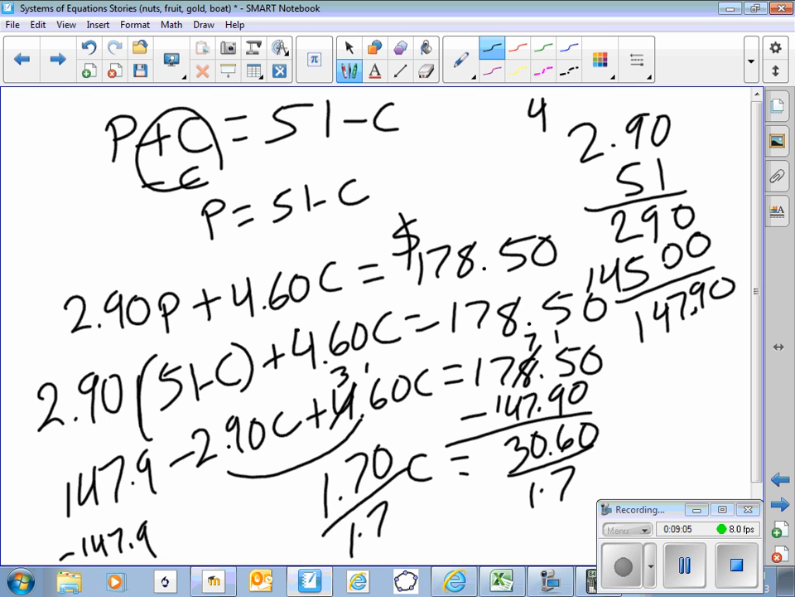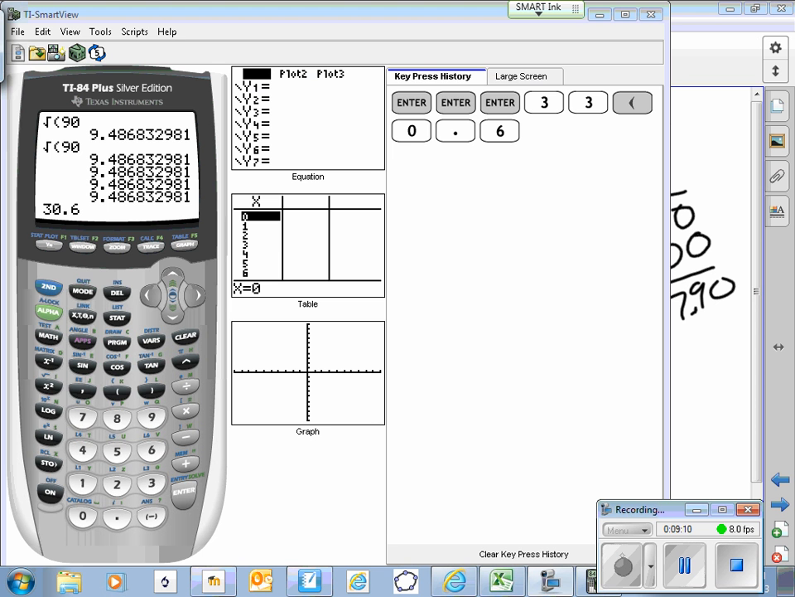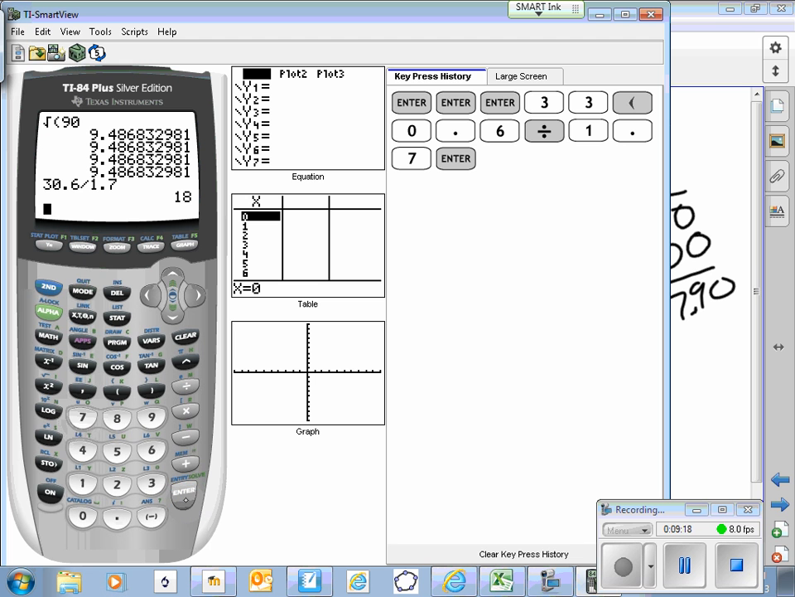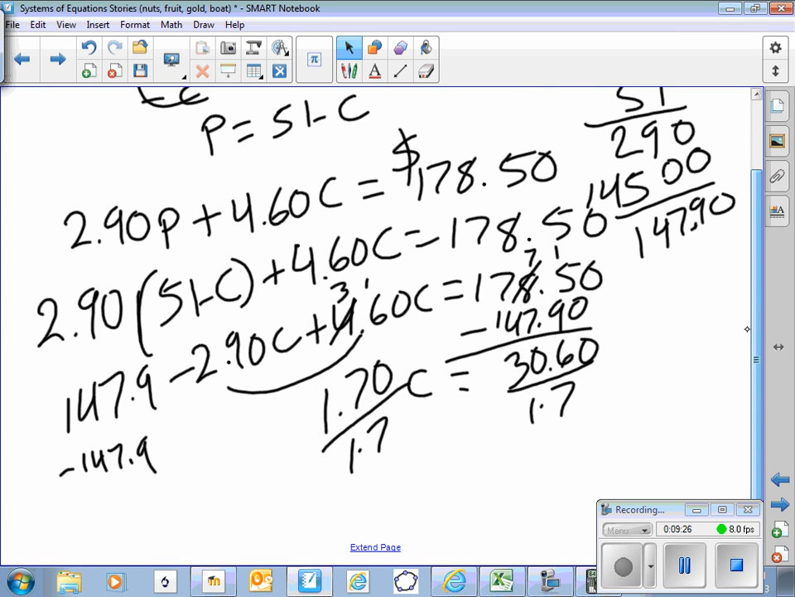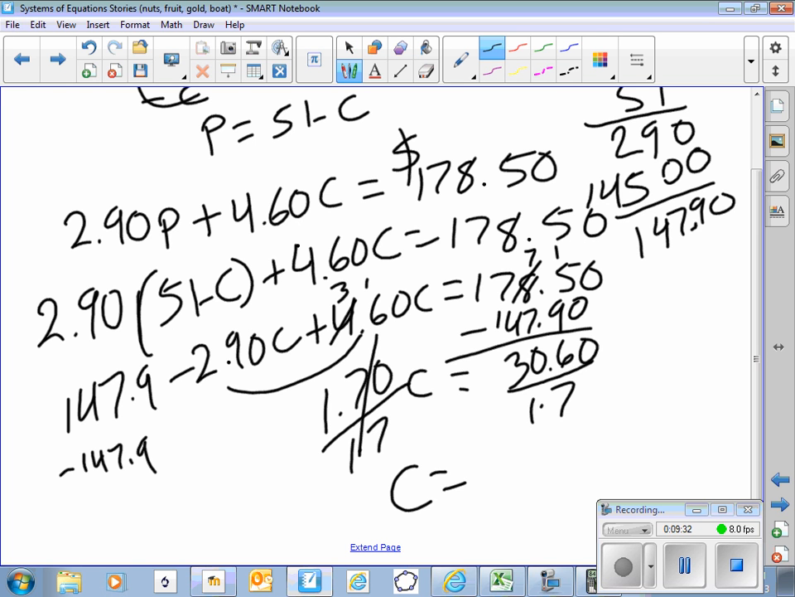1.70 is the same as 1.7. We'll run that on a calculator. 30.6 divided by 1.7 tells us 18 pounds, because C represented the number of pounds of cashews. So C equals 18.